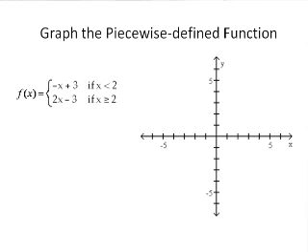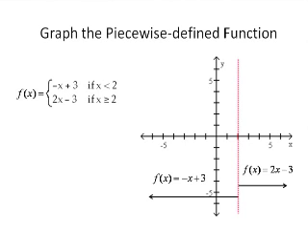To the left of x equals 2, the function is a line y equals negative x plus 3. To the right of 2 and including 2, the function is a line y equals 2x minus 3. What I'd like to do first is divide the graph at the value where the function splits into the two parts, which is at x equals 2. To the left of this line, I will need to have y equals negative x plus 3 graphed, and to the right, y equals 2x minus 3.